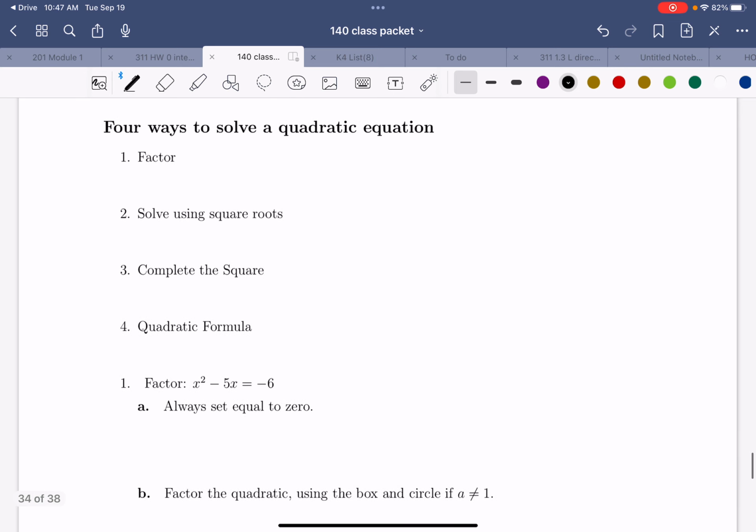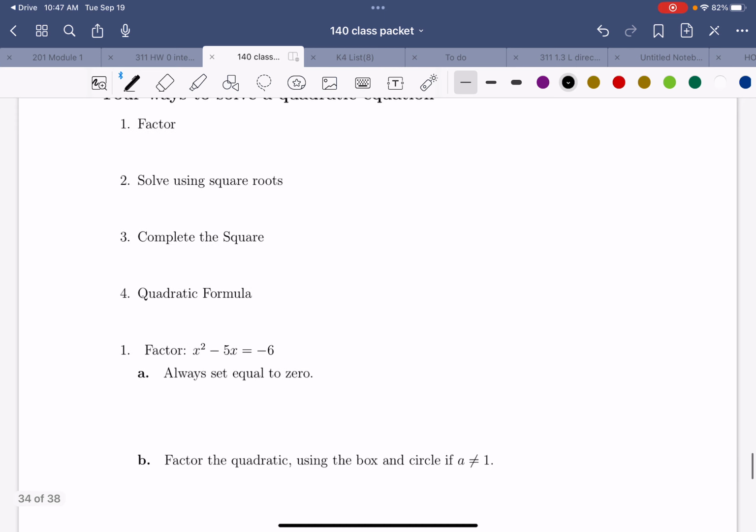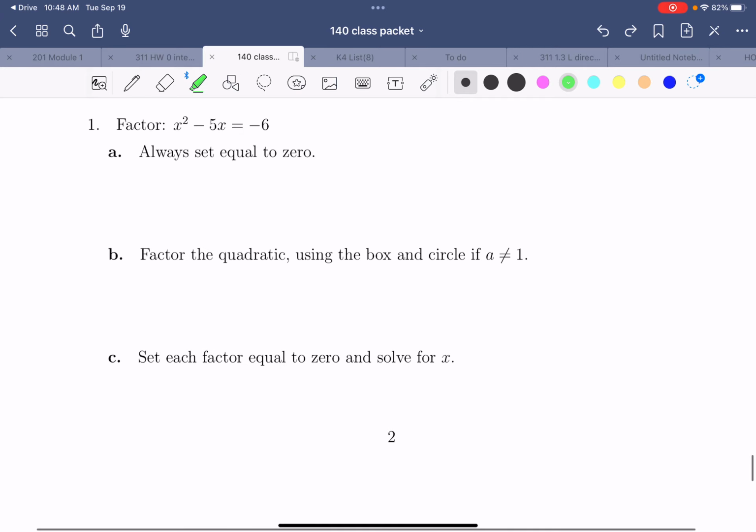Now, there are 4 ways to go ahead and solve a quadratic equation. The first one is factoring. Number 2 is solve using square roots. Number 3 is complete the square, and 4 is the quadratic formula. Okay. Now, most commonly, you're going to use factoring and the quadratic formula, but it is good to know all 4 ways. So let's go through them. The first one is to factor.